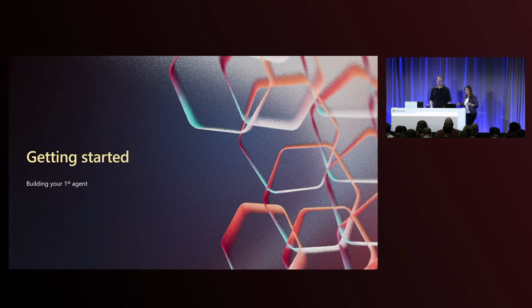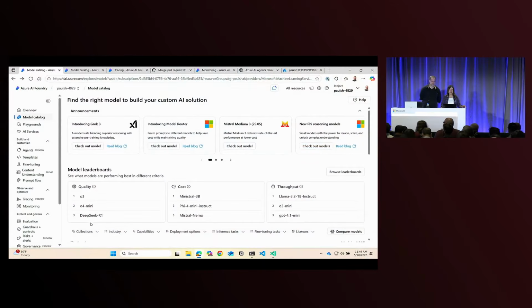And for that, I'm going to go to the Foundry portal. So the first thing that you're going to see on the Foundry portal is the model catalog. Here's where you can find all of the different models that Azure AI Foundry has to offer, including our new models from Grok 3.